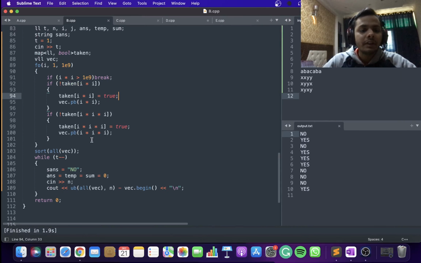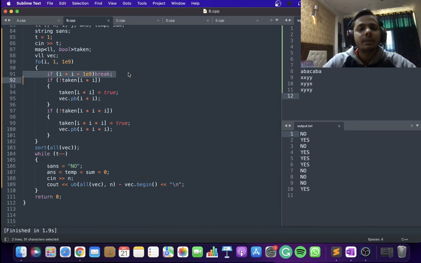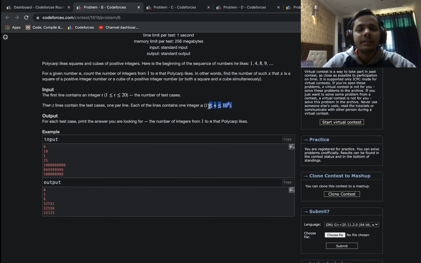Alright, so before even reading the input, I'm pre-computing all the values. What I'm doing is iterating from 1 to 10 raised to the power 9. But obviously I am not iterating all the way, that would TLE. So once I get a situation where I square becomes greater than 10 raised to the power 9, I am breaking out. The reason is that n in my test cases will never exceed 10 raised to the power 9.